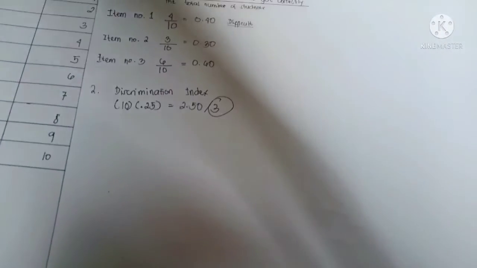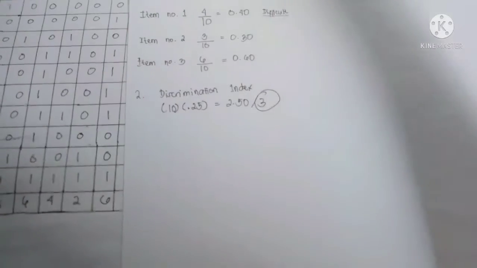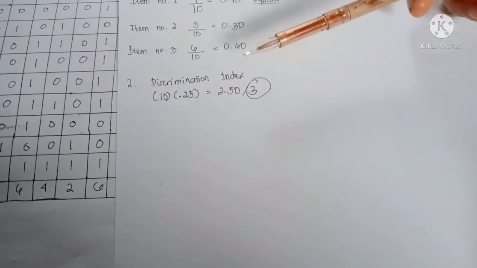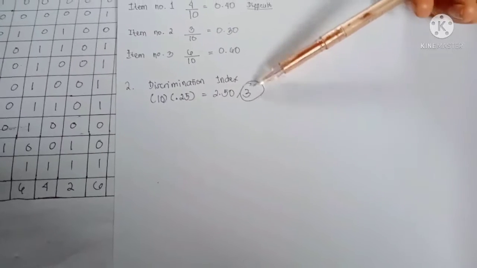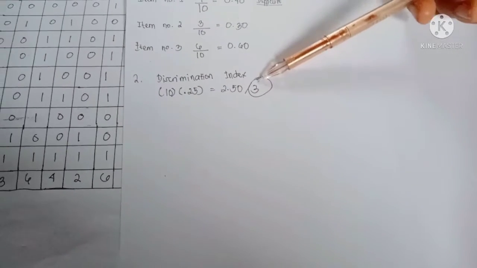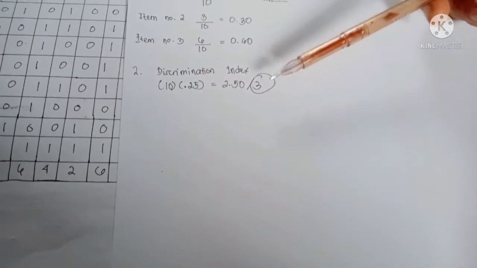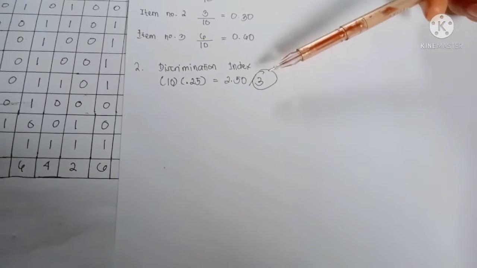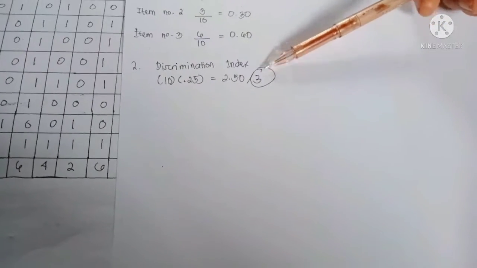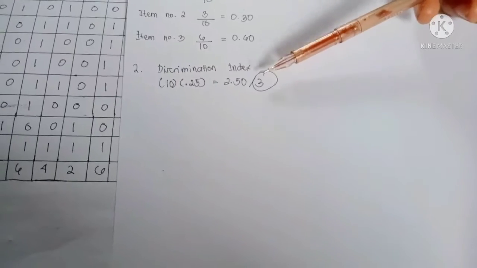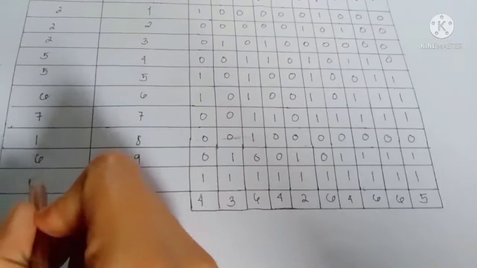Since we get the total population, which is 3 students, all we are going to do is identify the 3 students who got the 3 highest scores and the 3 lowest scores. So back to our gathered data, we have to identify the 3 students. So we have here a student who got a perfect score.